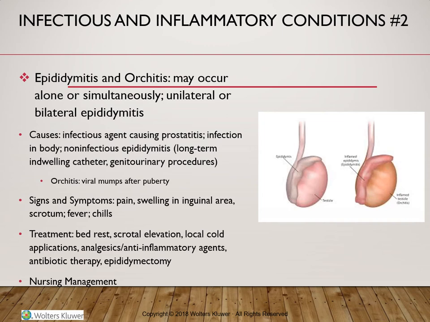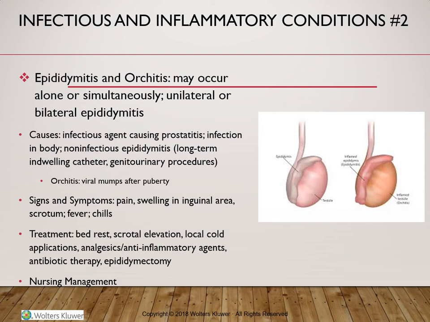Other infectious and inflammatory conditions are epididymitis and orchitis. So those two inflammations, one is the epididymis inflammation, epididymitis, and the other one is the testis inflammation, the orchitis. They can come together or they can come what is called concurrently. One can start and after that the other one shows up at the same time or subsequently. And usually as a cause we have an extension of an infectious agent that started as an STD or as a prostatitis, and now it becomes epididymitis and orchitis.